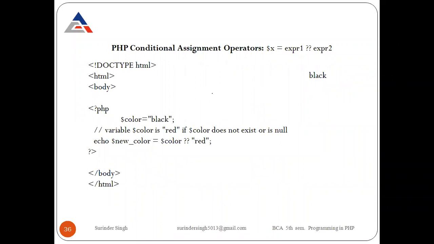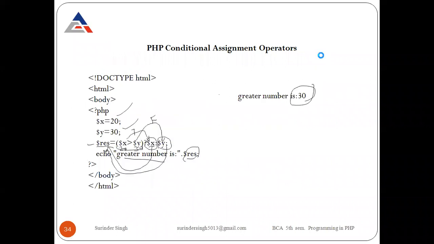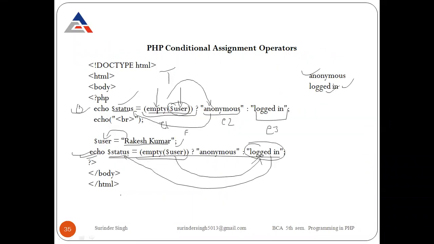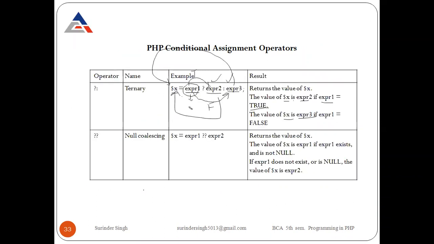Next is the conditional assignment operator. We have the second type, null coalescing. In this table, we have the second operator, and the symbol is double question mark. Null coalescing. It checks if expression 1 is null or not. Clear?